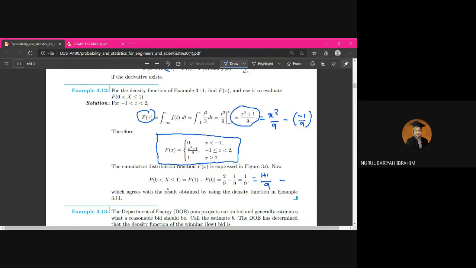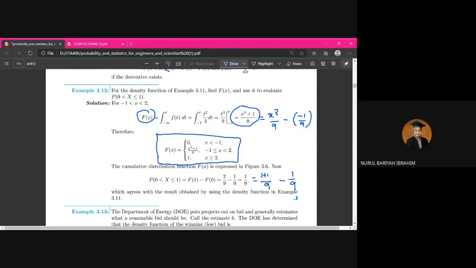So you will get 1 over 9. Because of that, we get 2 over 9 minus 1 over 9. The answer will be 1 over 9. So that means if we have the CDF function, we can also find the probability of X using the CDF function.